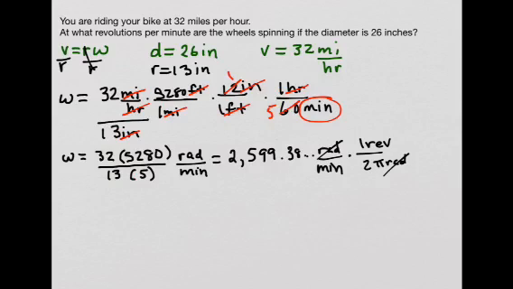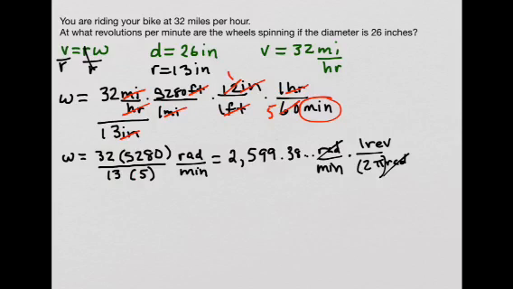Okay, so now I'm going to divide 2,599, and the dot right here just means that I didn't round, I just kept the number that's on the screen. So I'm going to divide by 2 pi. And remember, if you're going to divide by 2 pi, you need to put parentheses around the 2 pi so your calculator knows that those are together in the denominator.